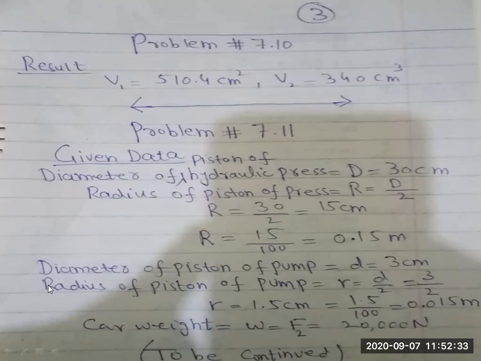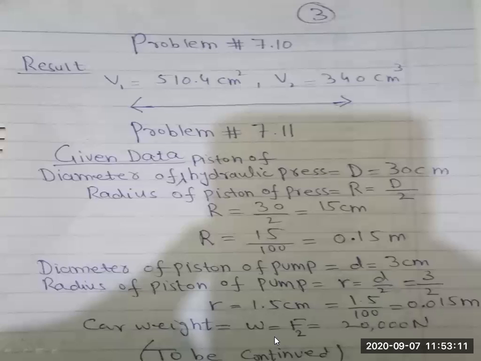Again I'm going to find the radius of the piston of the pump by dividing d by 2, since radius is half of the diameter. So 3 divided by 2, I will get 1.5 centimeter, which is the radius of the piston of the pump. Again convert this into meter by dividing by 100. 1.5 divided by 100 is 0.015 meter, which is the SI unit of the radius.